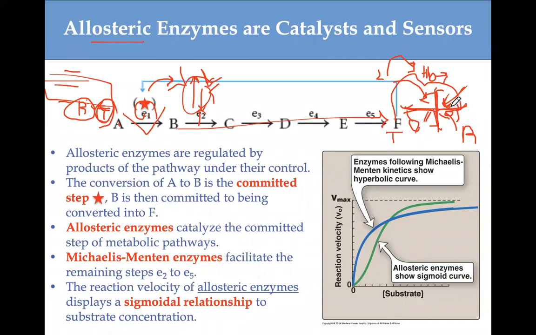And this phenomenon is basically called the cooperativity phenomenon. And that's why you see here we have the blue curve, which is the Michaelis-Menten curve, or the hyperbolic curve that we were explaining. And the green curve is the sigmoidal curve, the curve that allosteric enzymes show.